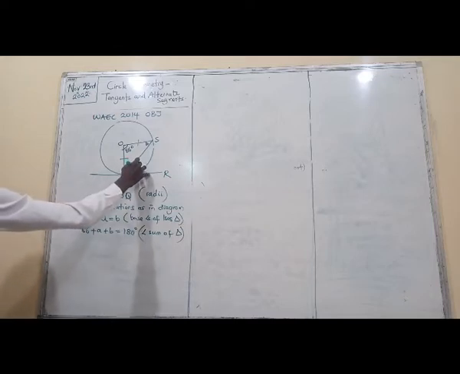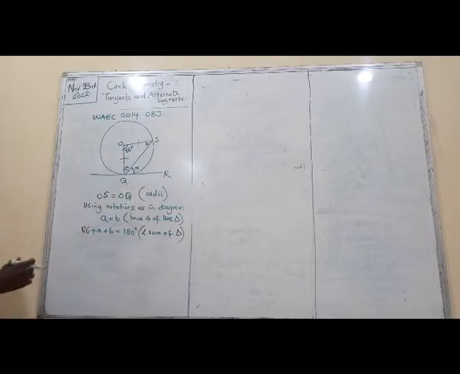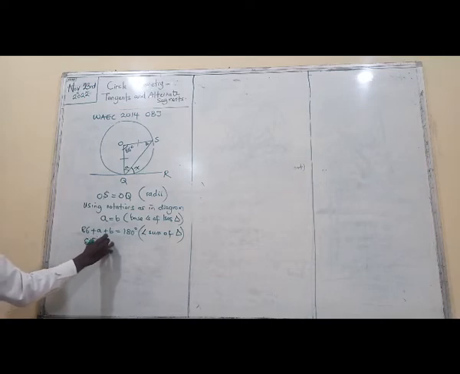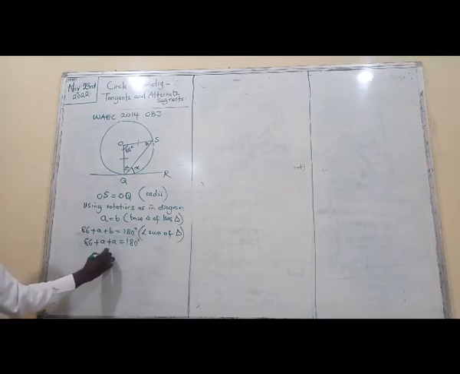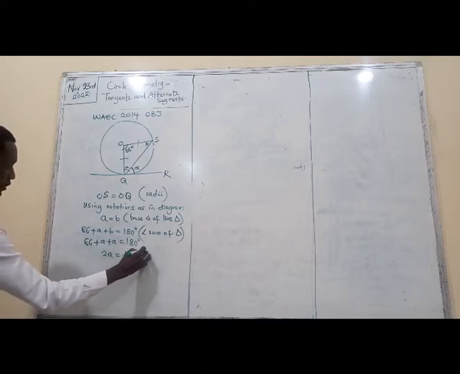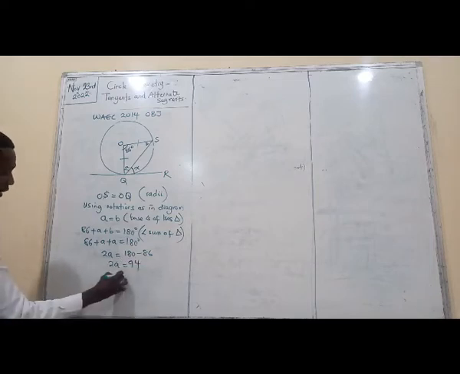Remember, this is what I'm asked to look for, so I'll just call it X. In triangle SQR, I'll have that 86 plus 2A will be equal to 180 degrees. So 2A will be equal to 180 minus 86. 2A will now be equal to 94, and A will be equal to 47 degrees.